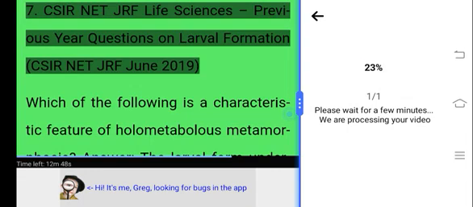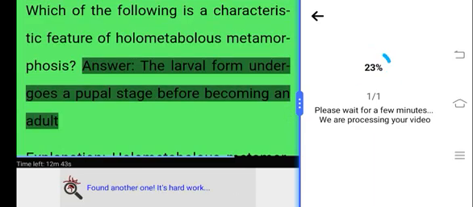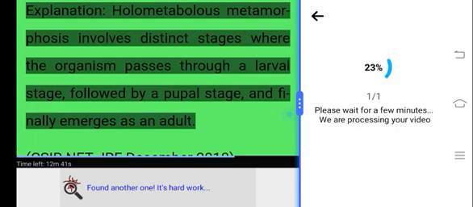7. CSIR Net JRF Life Sciences. Previous year questions on larval formation. CSIR Net JRF June 2019. Which of the following is a characteristic feature of holometabolous metamorphosis? Answer: the larval form undergoes a pupal stage before becoming an adult. Explanation: holometabolous metamorphosis involves distinct stages where the organism passes through a larval stage, followed by a pupal stage, and finally emerges as an adult.